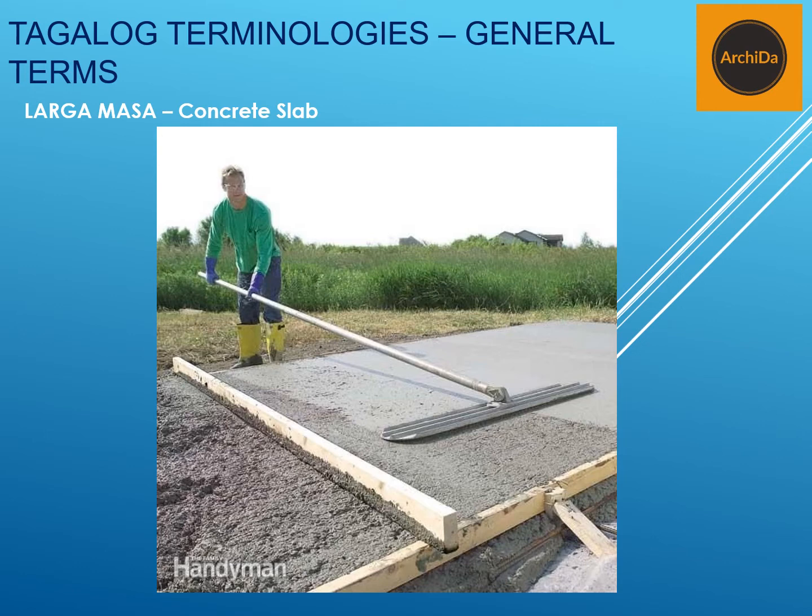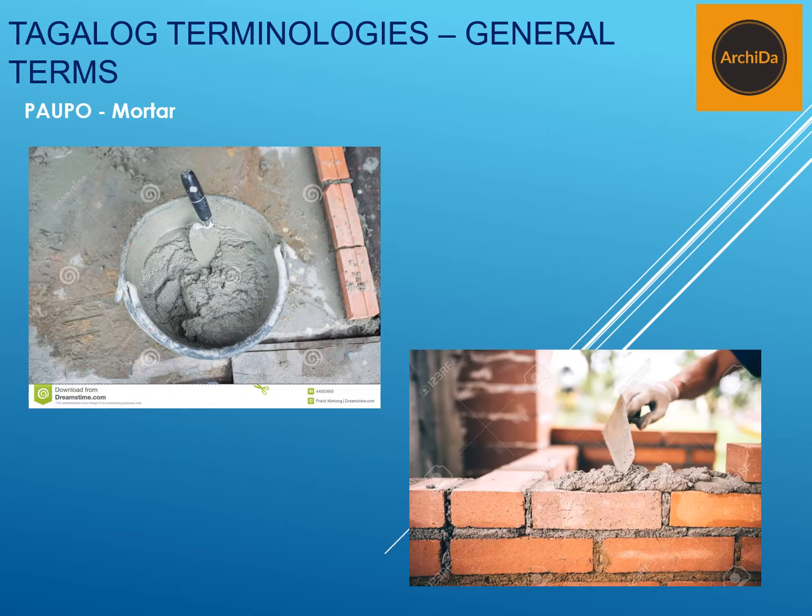Larga masa is the concrete slab. This is where you will use your lastillas or halo to come out with your concrete slab. Paupo or mortar. This is a different mixture because you will only use fine sand or fine gravel and cement. The paupo is used when you are laying down bricks or CHB.